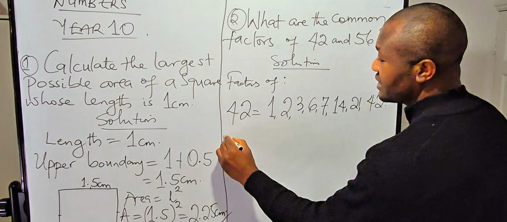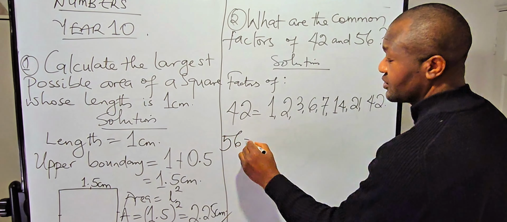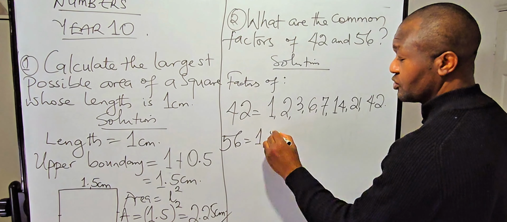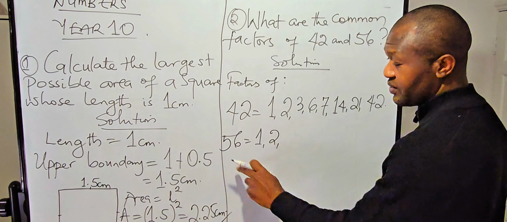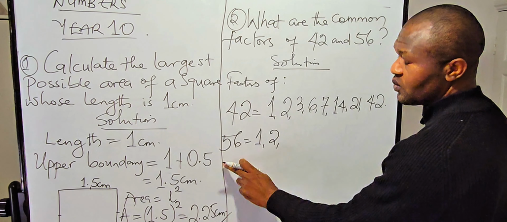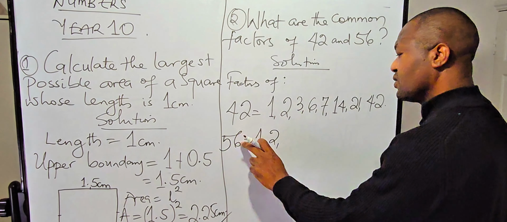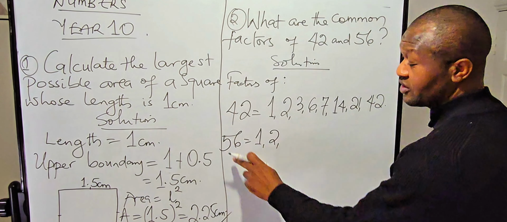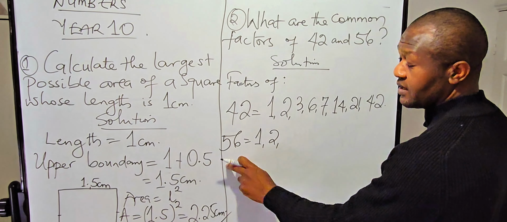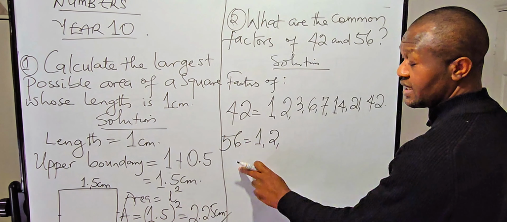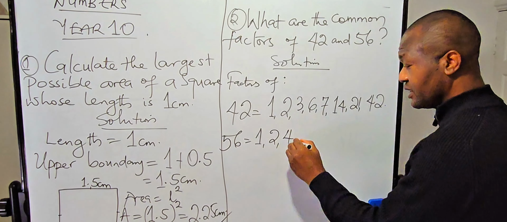Then for 56, what are the factors? 1 can go into that for sure. 2 can go. Let's try 3. 3 into this place is 1, remainder 2, 2, 26. 3 cannot do it. Let's try 4. 4 here is 1. Take 1 to this side, 16. That's 14. So 4 can go into that.